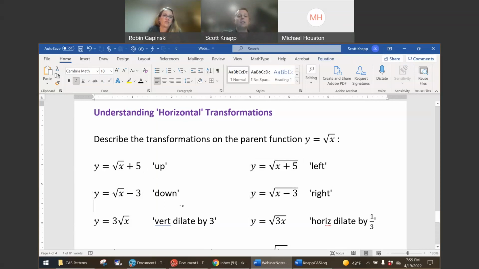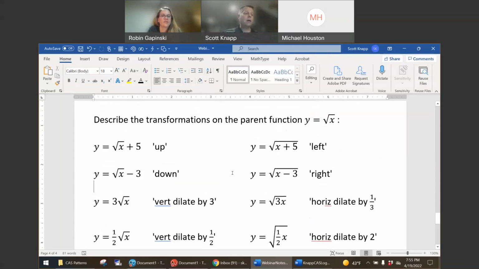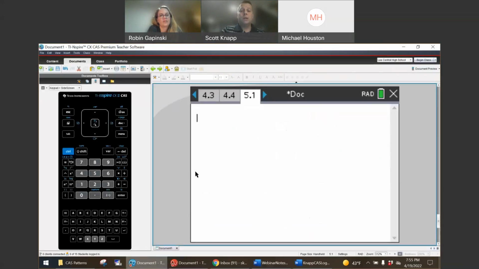Same thing with dilations. A 3 on the outside means we vertically dilate by 3, but a 3 on the inside means we horizontally dilate by 1/3. Why is that? Well, I think here's a really outstanding place to leverage CAS and show students why. And I always use the square root function, because if I didn't have CAS and I went through this without CAS, which eventually I want my students to do and think about, it's a function that they can actually do this without a calculator.